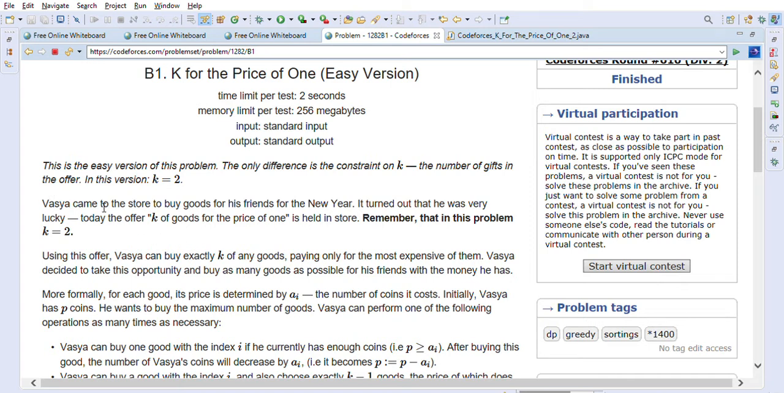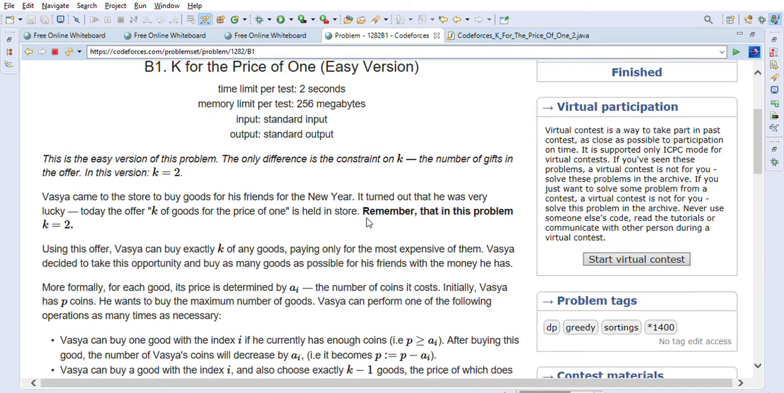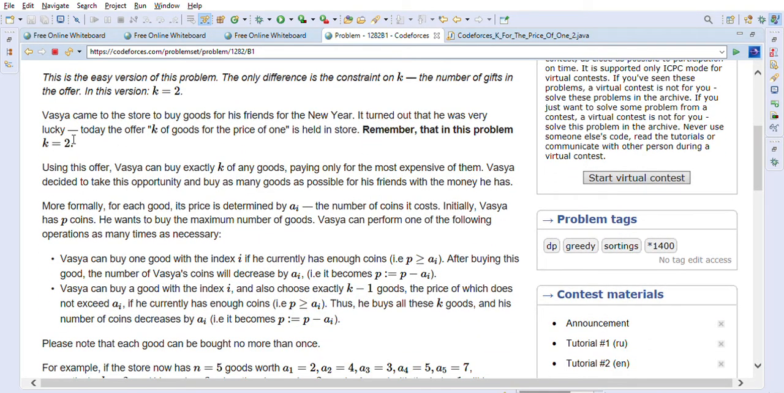Vasya came to a store to buy goods for his friends for New Year. It turned out that he was very lucky. Today the offer K of goods for the price of 1 is held in the store. So remember that K is equal to 2 in this problem, right? It's a fixed K equal to 2 given to us.